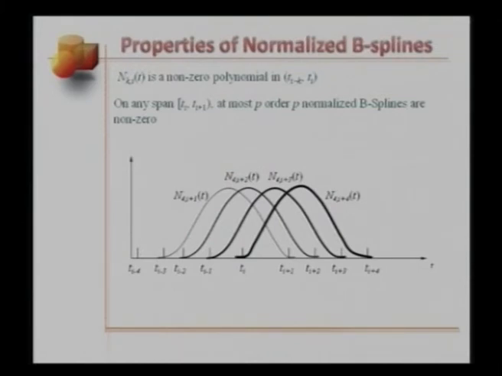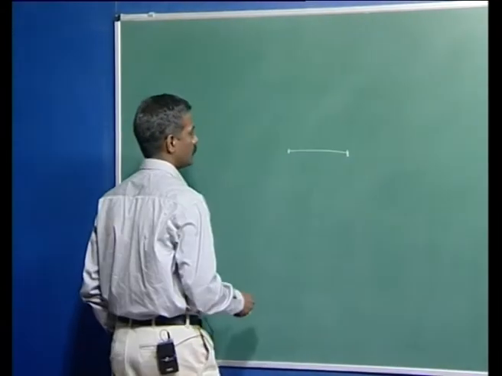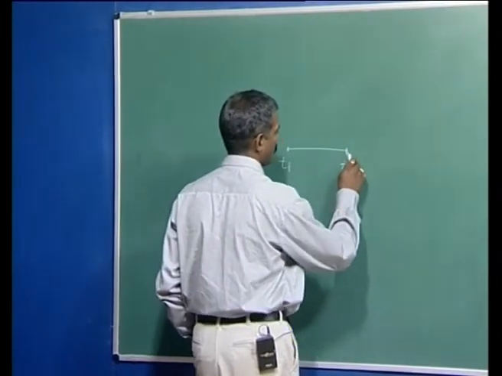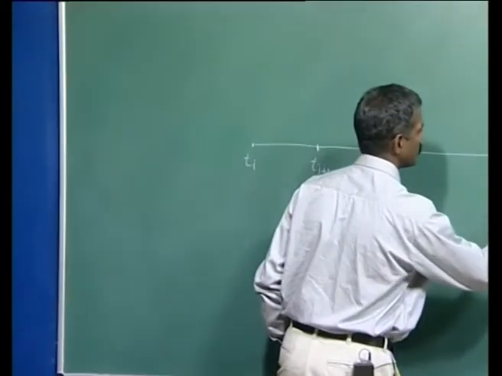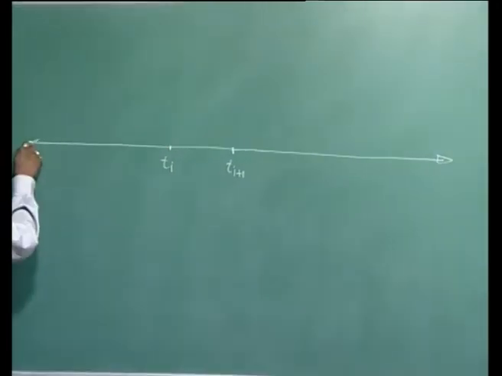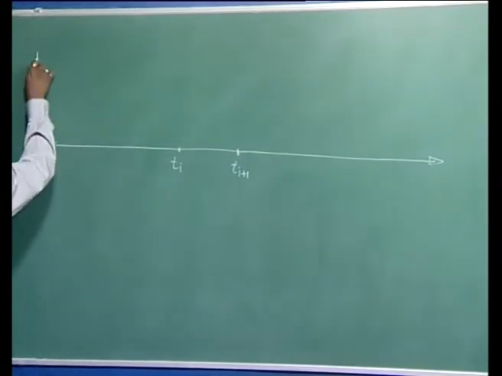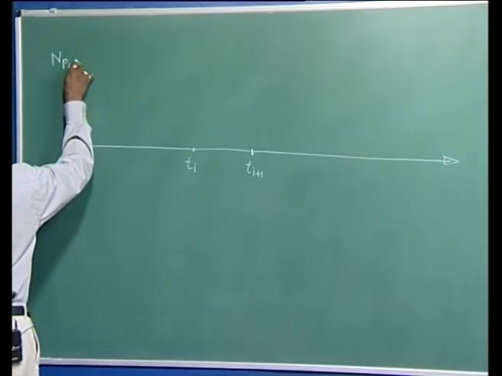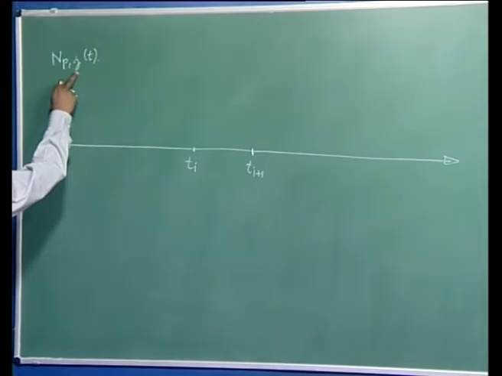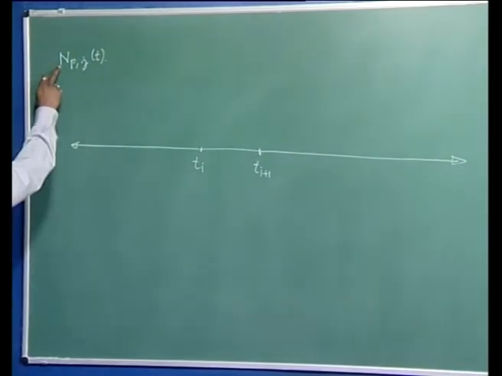Let me now explain a general case on the board for you. So let me have this interval of importance ti, ti plus 1. Let me extend this to the right and to the left. And let me work with order p normalized basis functions. j would be any, not tj, at which npj would end.